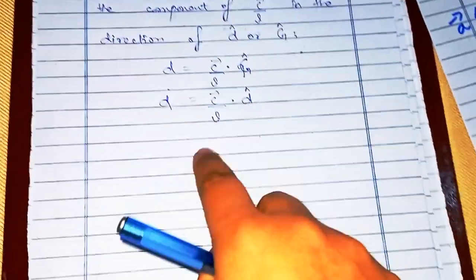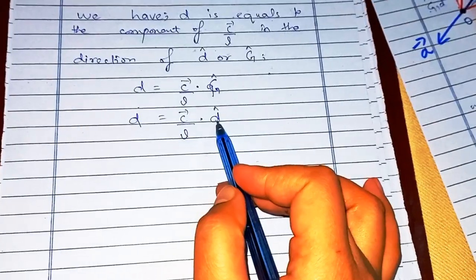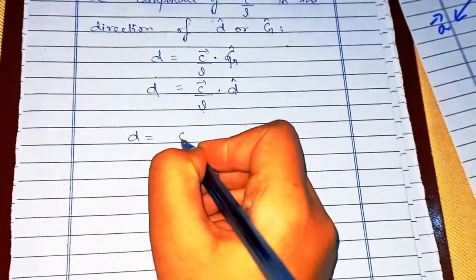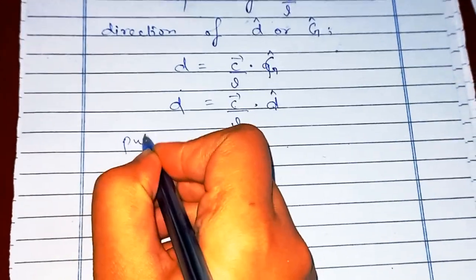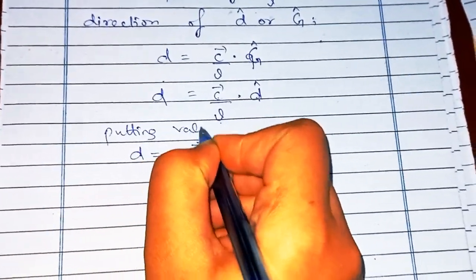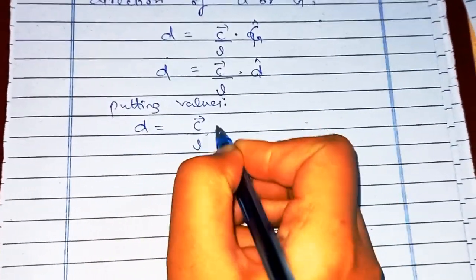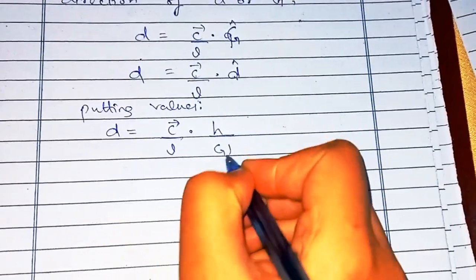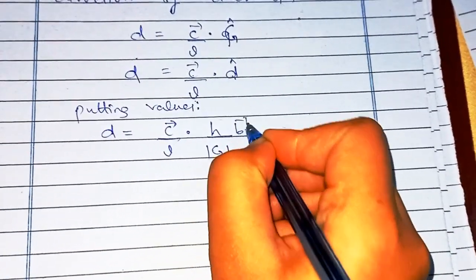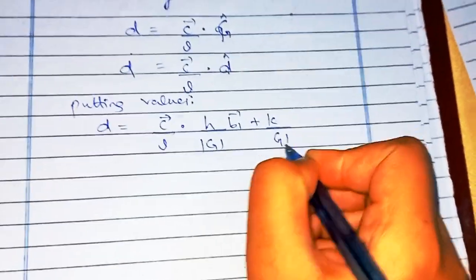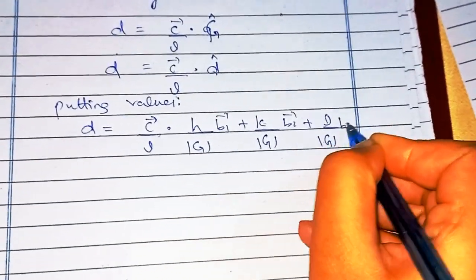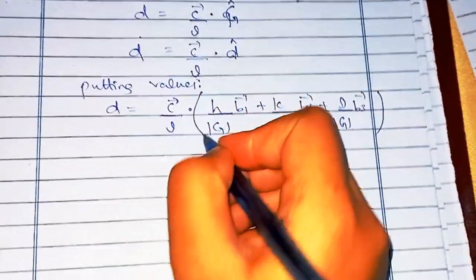Okay, and this is how we are going to do it here as well, because we know what is D hat in here, we know C by L as well, so there is no problem at all putting in values, and it will help us to complete the proof. So D hat is actually H by G magnitude b1 vector plus k by G b2 vector plus L by G b3 vector, and this is a bracket.